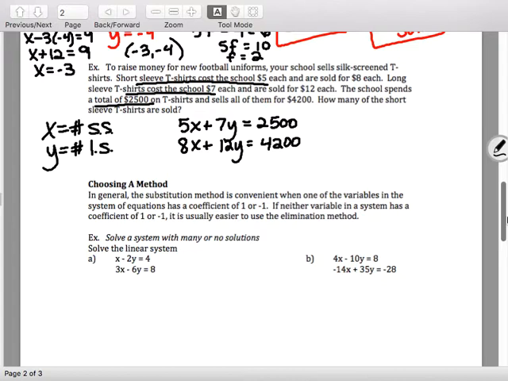Just because of time, we're not going to go ahead and solve this, but you could, right? You could multiply and do the elimination method. All right, on the last two, I want you to choose. Which method do you want to use? You can choose either substitution or elimination.